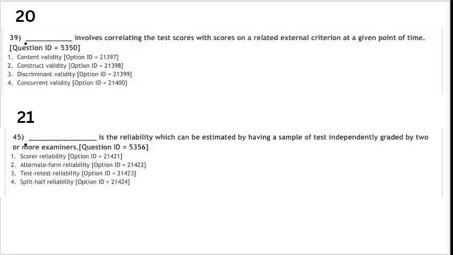Okay, so the next question is also on the basis of validity, the different types of validity. Try to solve it.